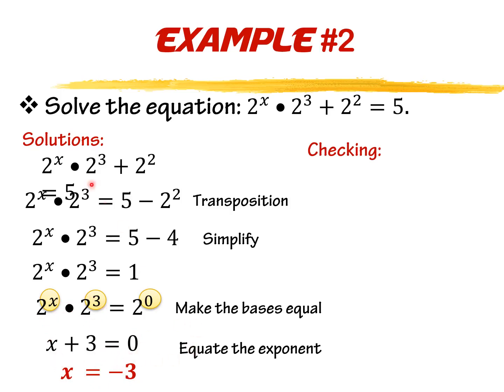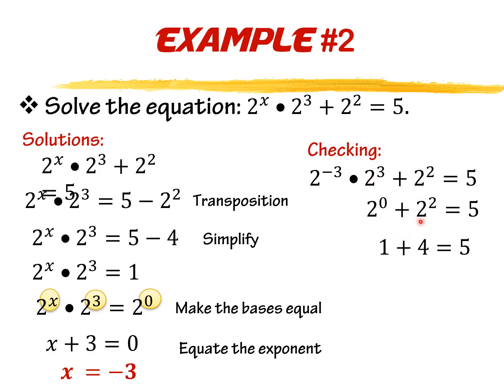So for the checking, again, substitute here in the original equation. So you will have 2 raised to the negative 3 times 2 cubed plus 2 squared is equal to 5. So we can add the exponents of 2 to the negative 3 and 2 to the positive 3. That will give you 2 to the 0 power. And then copy this. And 2 to the 0 power again is 1. And 2 squared is 4. So that will give you 1 plus 4 is equal to 5. So the solution set is negative 3. I hope that is clear.